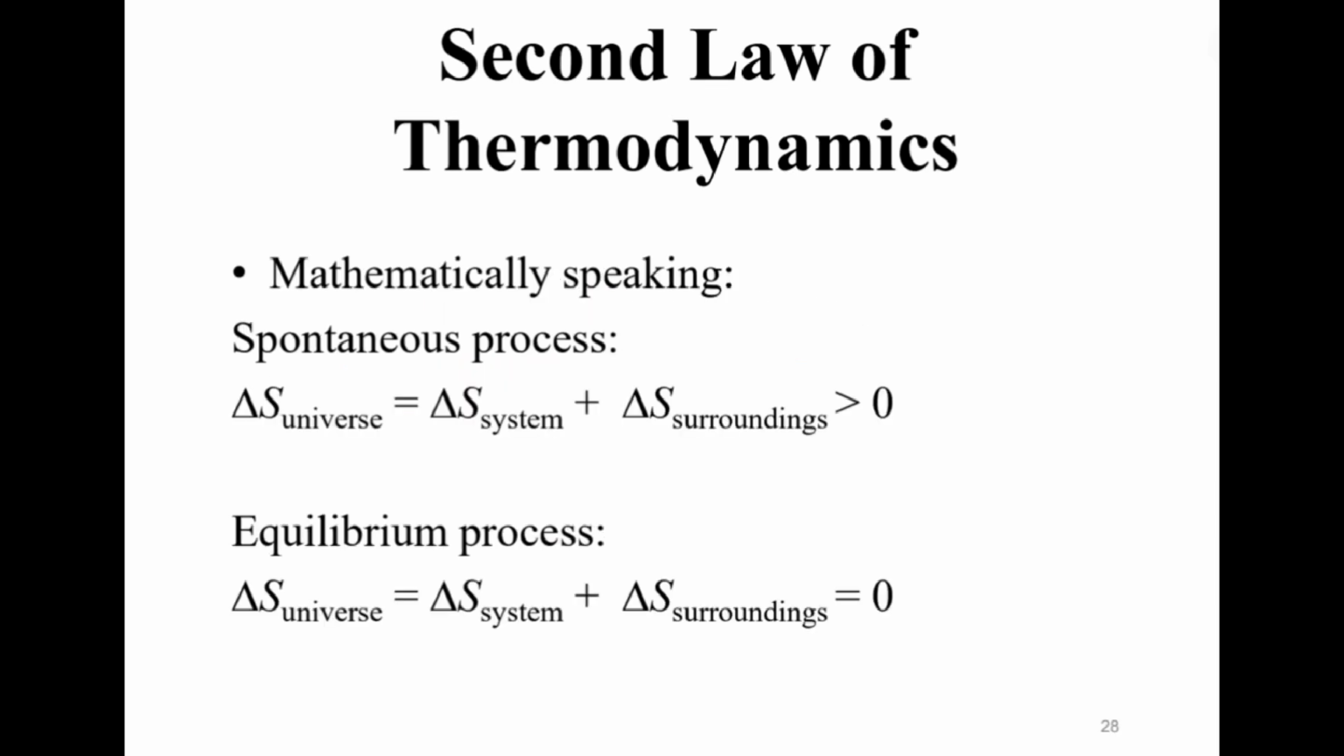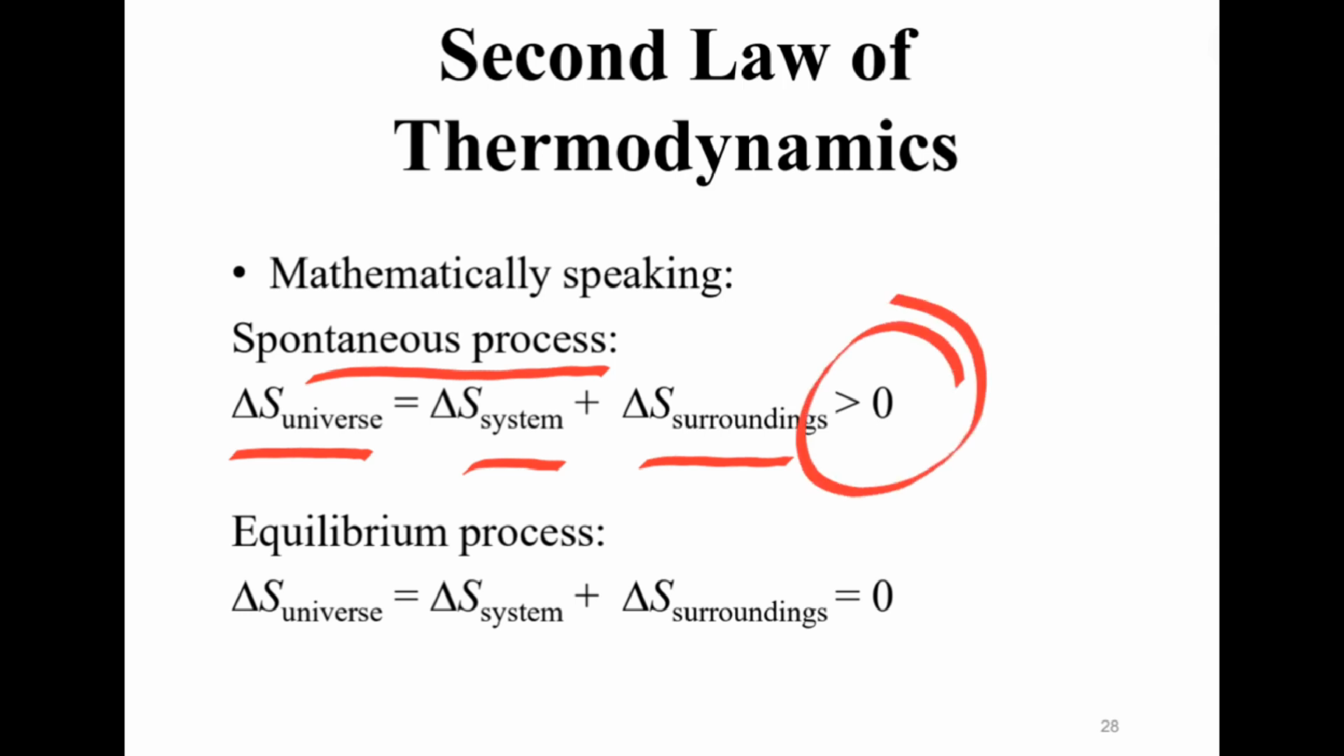So the second law of thermodynamics can be mathematically expressed. For a spontaneous process, the entropy of the universe, which is the sum of the entropy of the system plus the entropy of the surroundings, should be greater than 0. For processes at equilibrium, the entropy of the universe should be equal to 0, for the system to be at equilibrium.